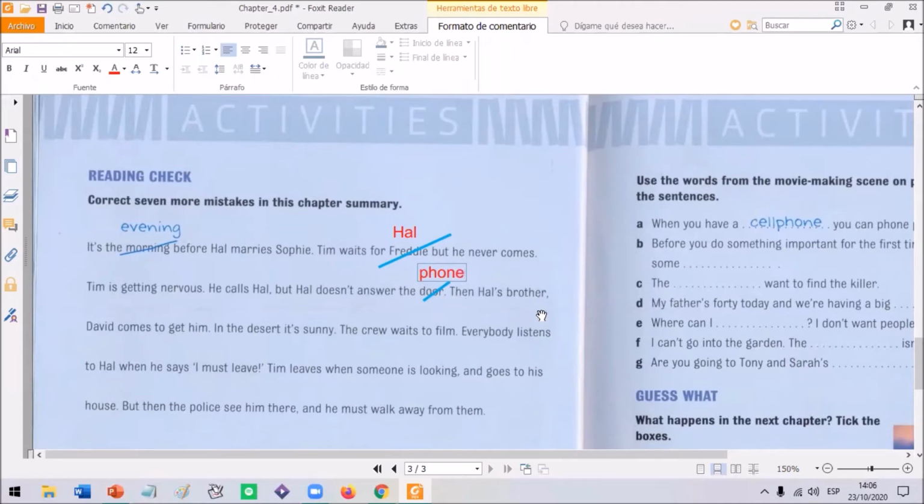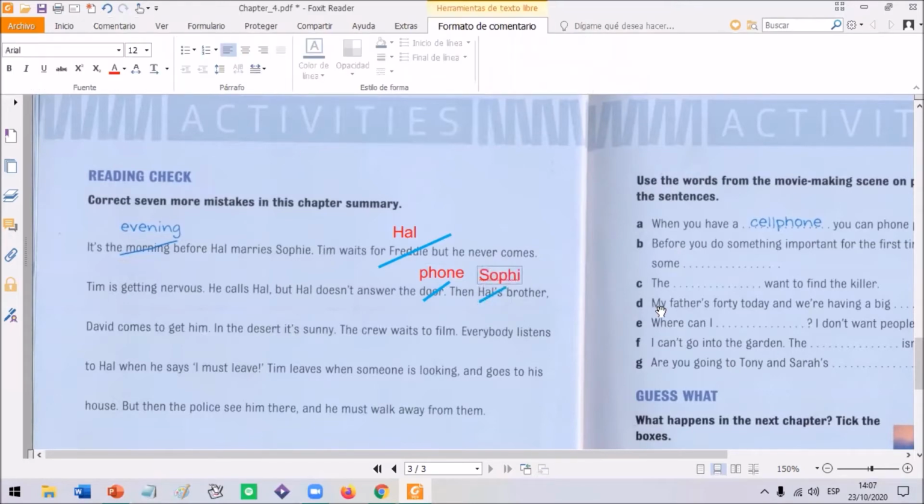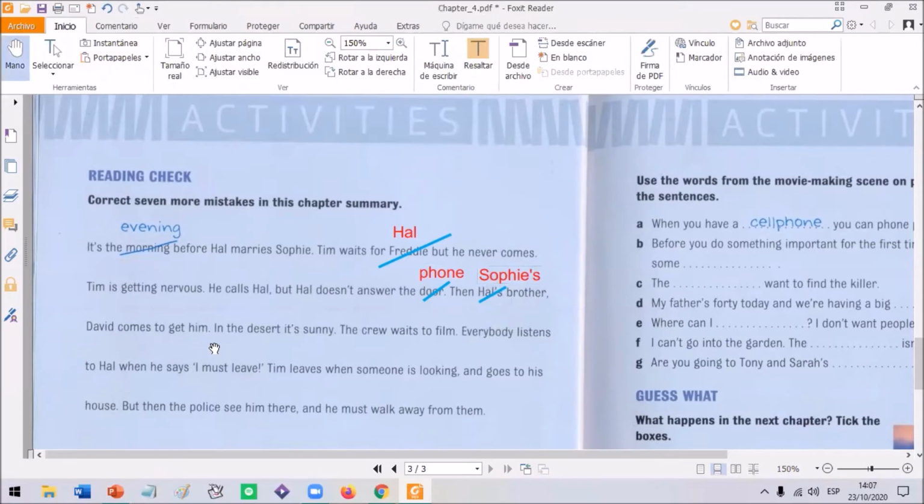Then Hal's brother, David, comes to get him. Is this correct? No, there is an error here. What's the problem now? Right, David is not Hal's brother. He's Sophie's brother. Let's correct it. Sophie's brother, David, comes to get him.